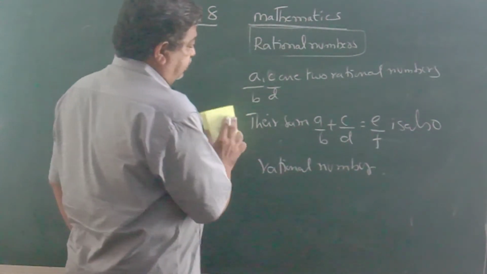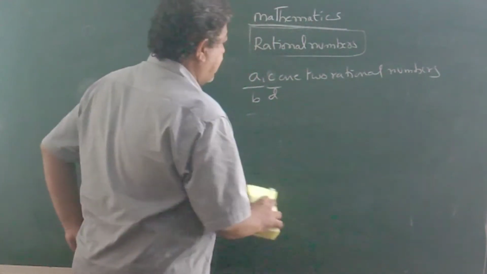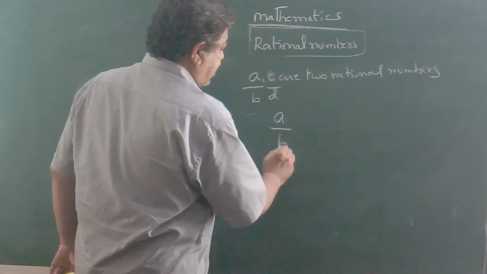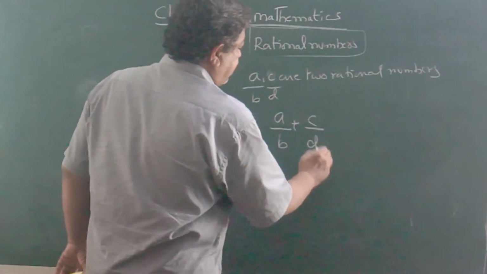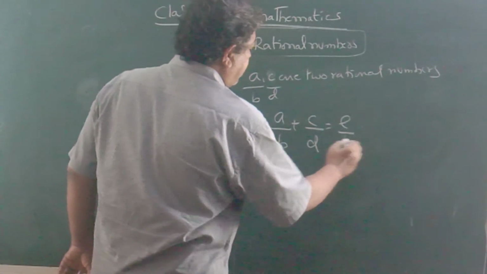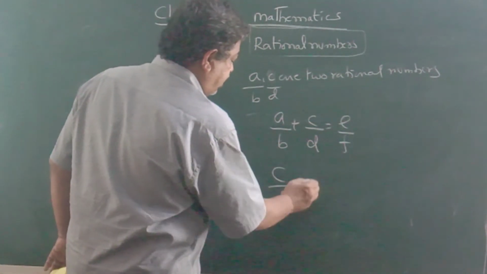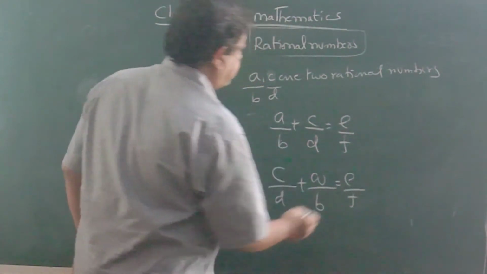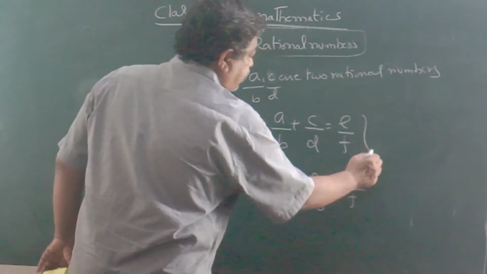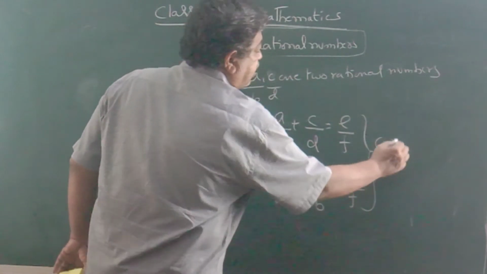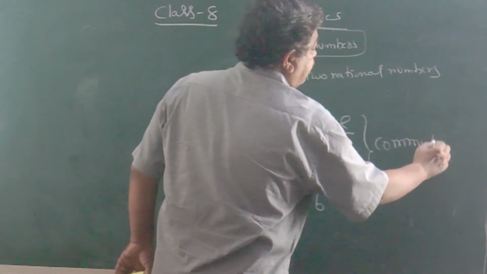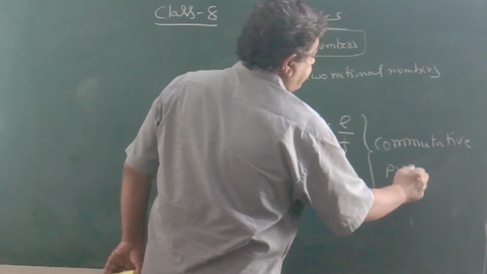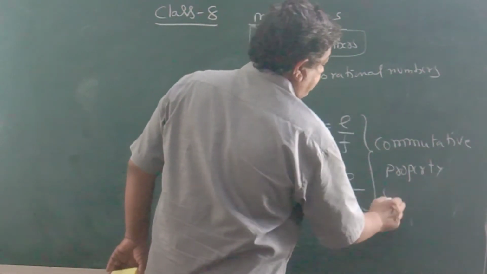Suppose you take the same idea. A by b comma c by d are two rational numbers. If you add the sum a by b plus c by d, it is equal to e by f, and c by d plus a by b sum is also e by f or not. We check with an example. If this is true, then we say rational numbers have commutative property under addition.